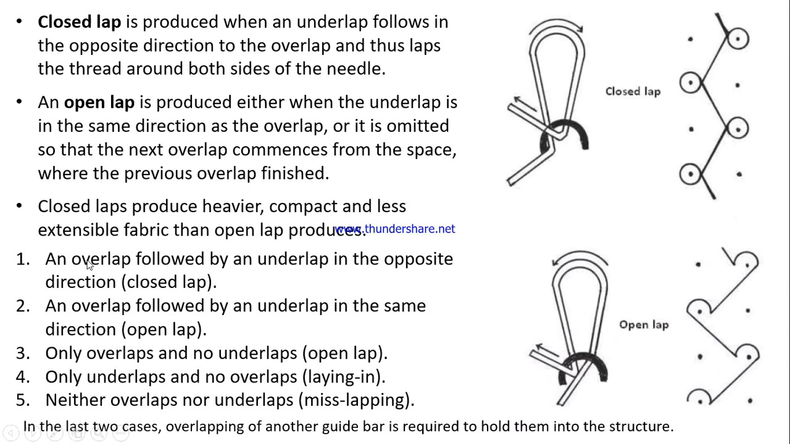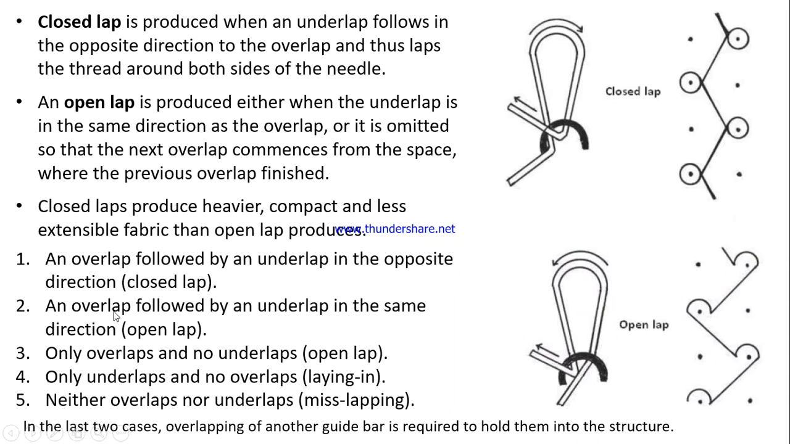Now there are 5 conditions of overlap and underlap by which closed laps and open laps are produced. When an overlap is followed by an underlap in the opposite direction, then a closed lap will be produced. When an overlap is followed by an underlap in the same direction, then an open lap will be produced. That means at first the overlapping has been done by the guide bar over the needle, and then in the next cycle the underlap has been done in the opposite direction, then the closed lap will be produced.